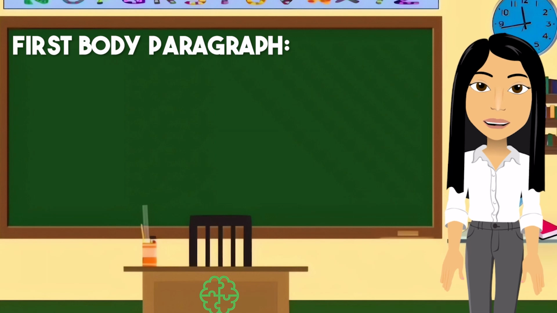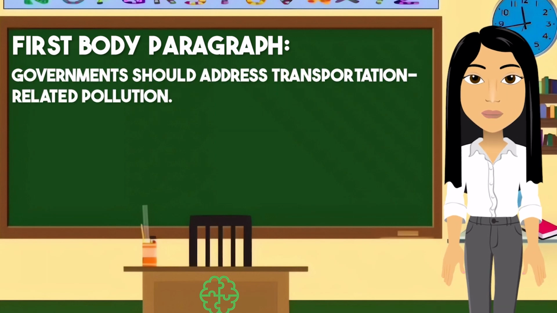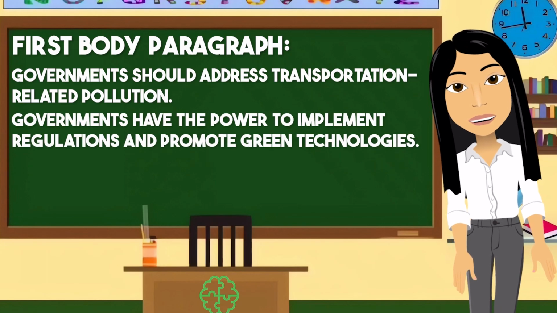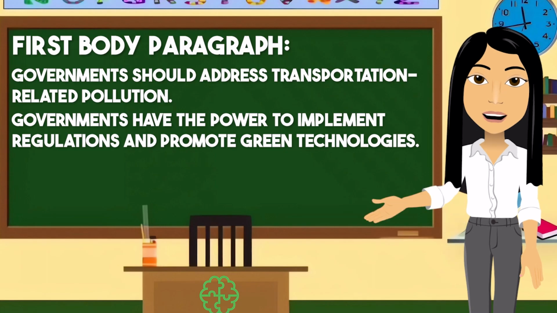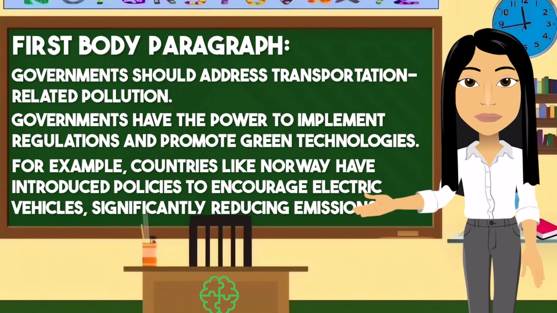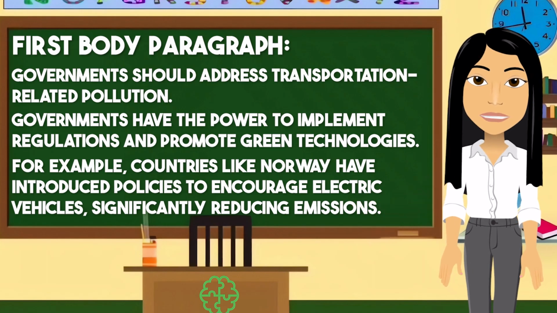In the first body paragraph, discuss the first view. Governments should address transportation-related pollution. Explain this view by saying, governments have the power to implement regulations and promote green technologies. Provide an example such as, for example, countries like Norway have introduced policies to encourage electric vehicles, significantly reducing emissions.